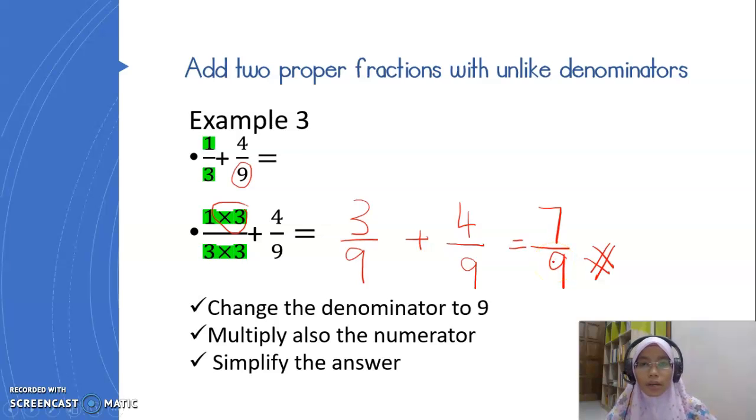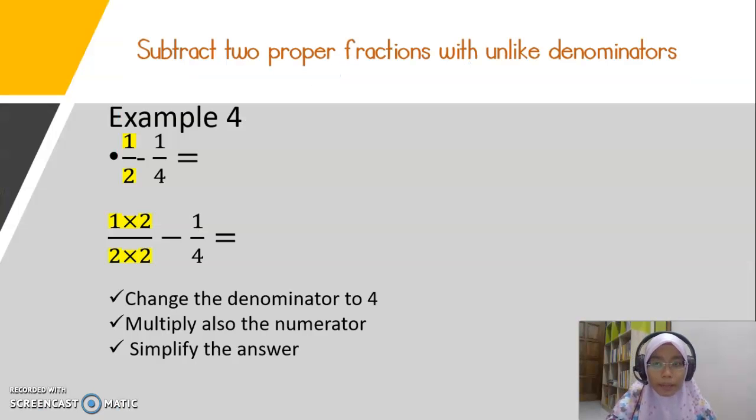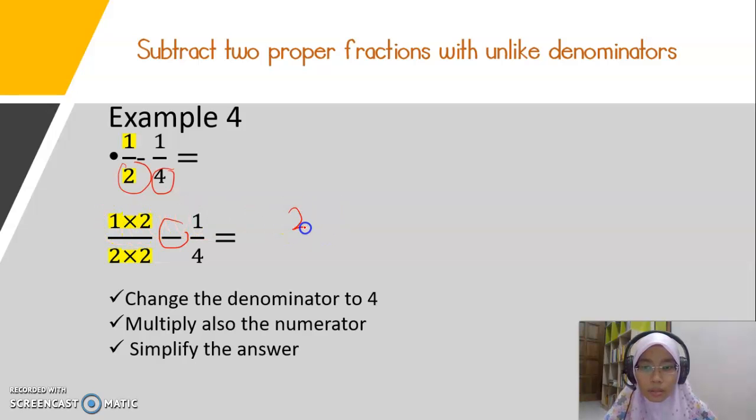Now we move to subtract. Subtract also same. We have to make the denominator same. The difference is only you minus. So we have to change 2 to 4. Same rule, same step. You multiply 1 times 2 equal 2. 2 times 2, 4. But look here, it's different now. We are subtracting.